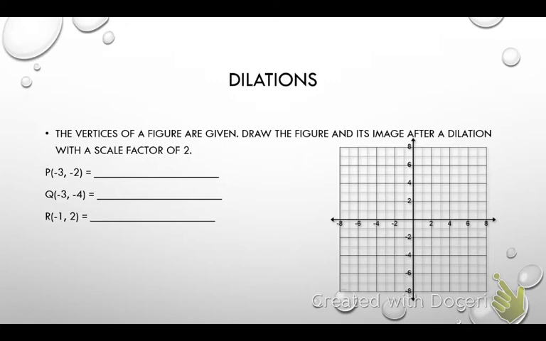Ethan, do you have the ordered pair for P? I know, it was like a glare. Okay, is that better? -6, -4. Okay, do you agree with him? P, -6, -4. Okay, he is correct. I multiplied -3 times 2 and -2 times 2 because my scale factor was 2. All right, what is Q going to be, everyone? -6, -8, and R?